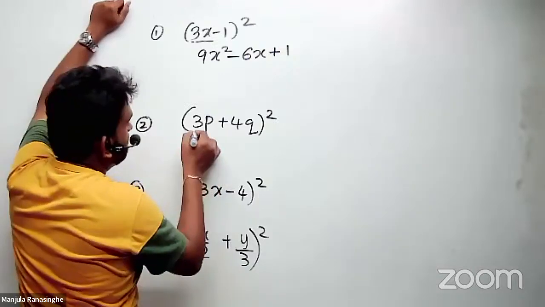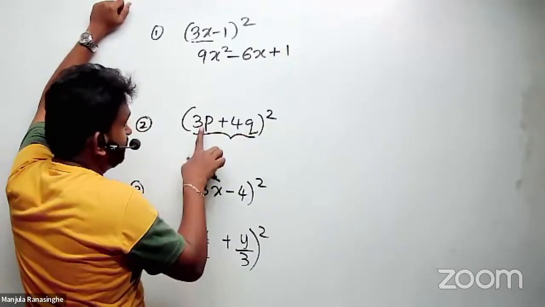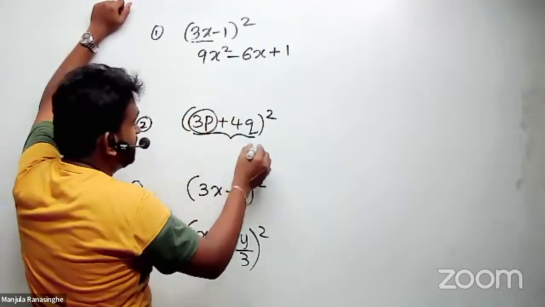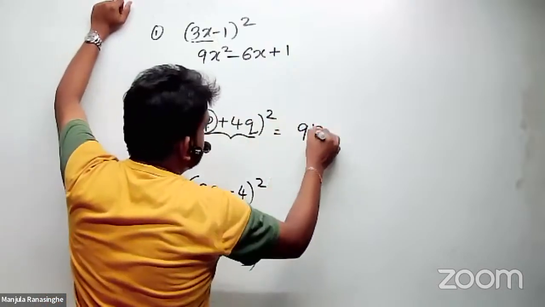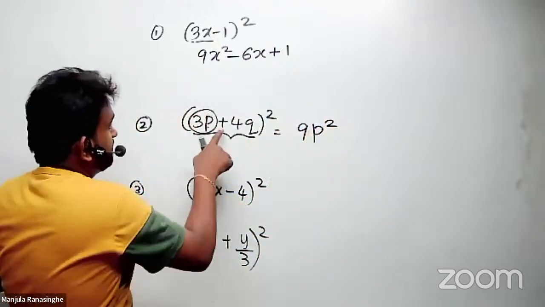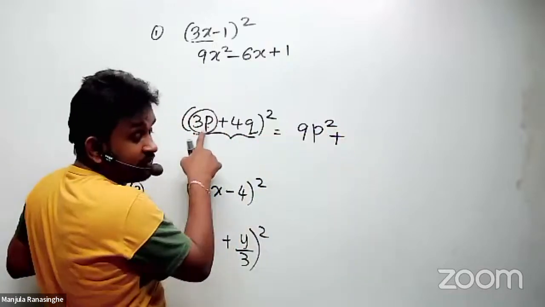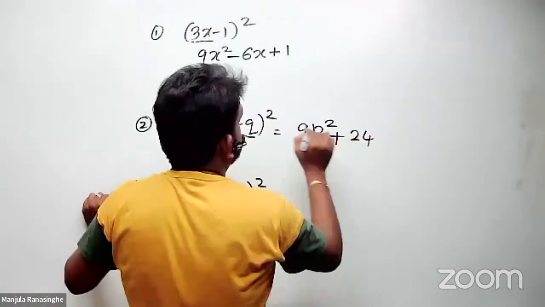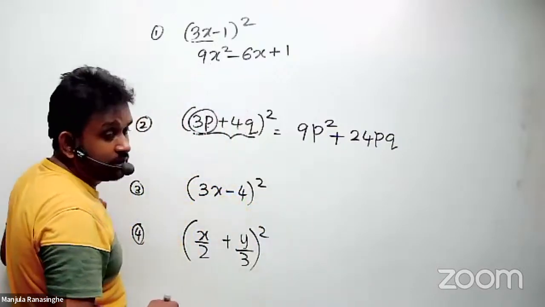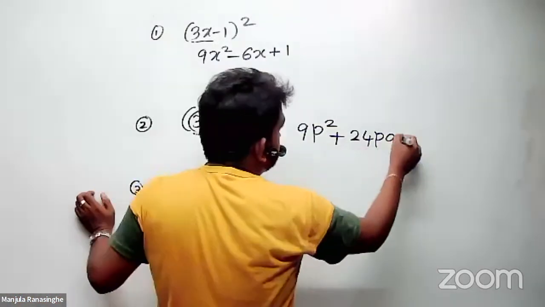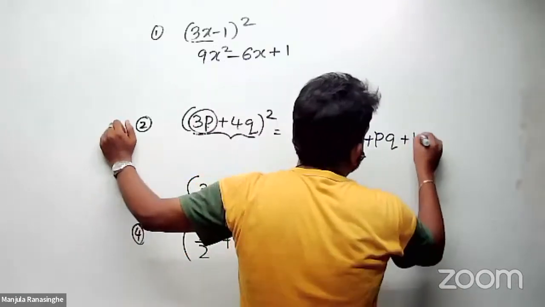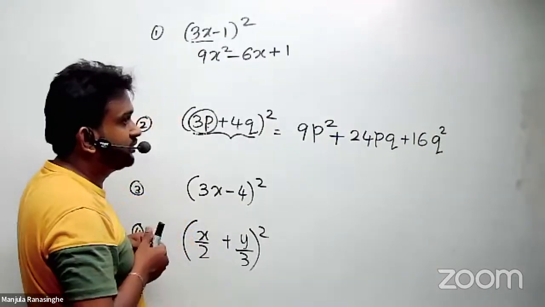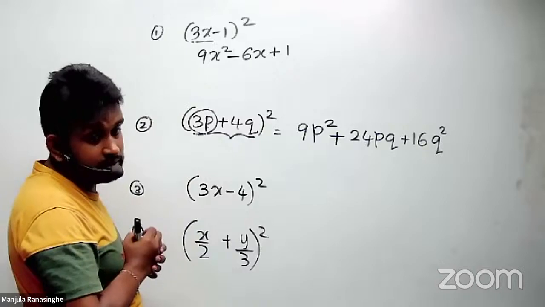Next, 3p plus 4q is squared. So the first term is 3p, 3p is squared. 3 squared means 9, p squared means p squared, 9p squared. Plus there, so plus. Take the product, 4 into 3, 12, twice is 24, 24pq, pq multiplication. Plus the last term squared, 4q is squared. 4 squared is 16, q squared is q squared. So that gives you 16q squared.